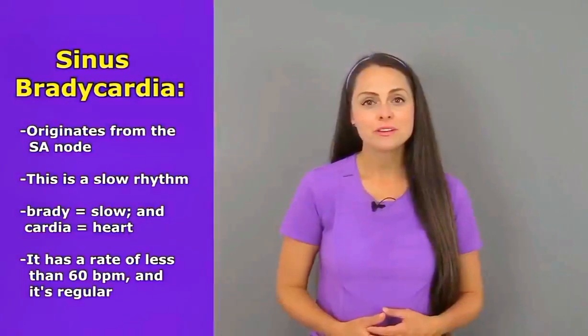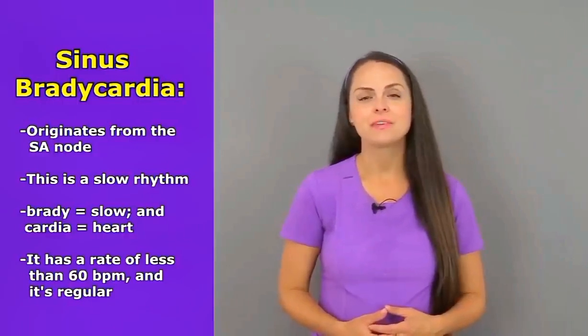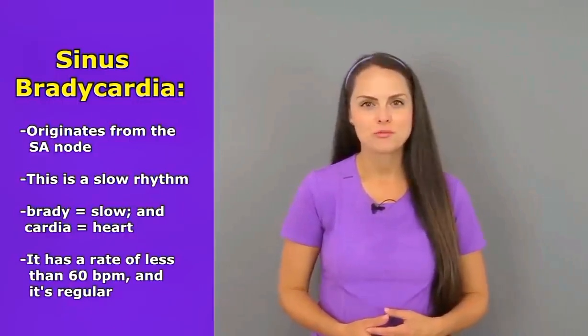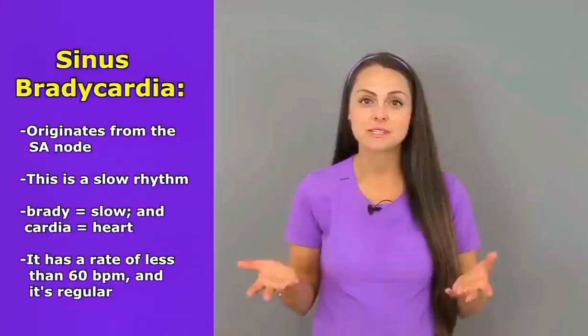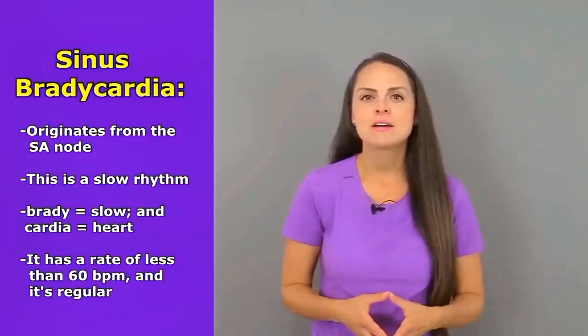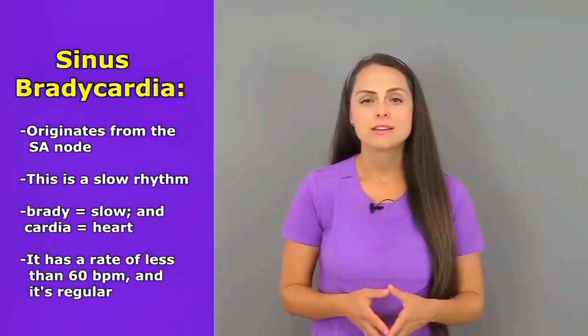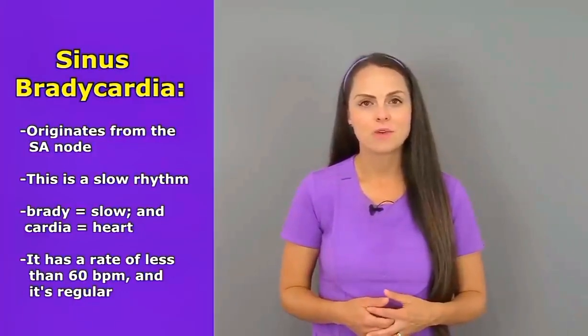Next, let's look at sinus bradycardia. Sinus bradycardia is a rhythm that originates from the SA node, which is known as the sinoatrial node. However, this rhythm is a slow rhythm, and let the names of these rhythms help you. Brady means slow and cardia means heart. So we have a slow heart. And with bradycardia, what you have is a rate of less than 60 beats per minute, and it's regular.